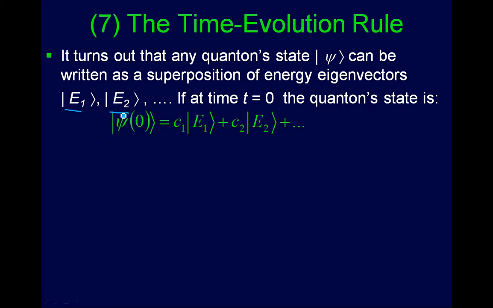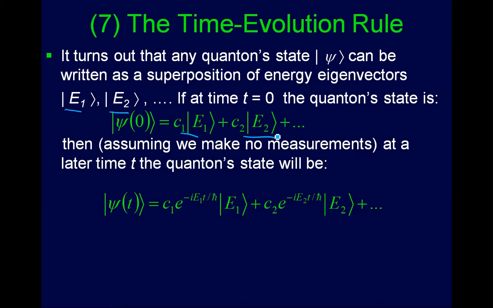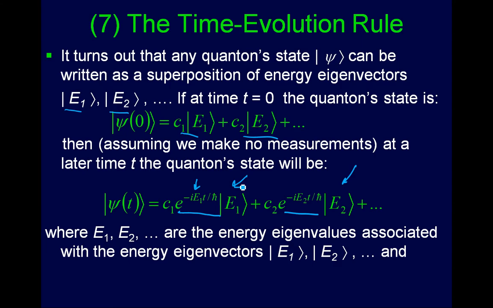And so if at t equals 0 the quantum state is this, just some linear superposition of the eigenvectors, where instead of the spin eigenvectors we're using the energy eigenvectors, then we can find the time evolved state this way, by multiplying by a complex exponential that involves the energy eigenvalue for each one of these states. We multiply this onto each piece of the superposition. Again, these are the energy eigenvalues associated with the energy eigenvectors, E1, E2, and so on.